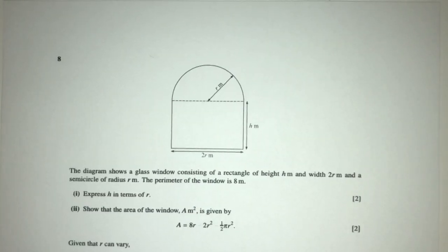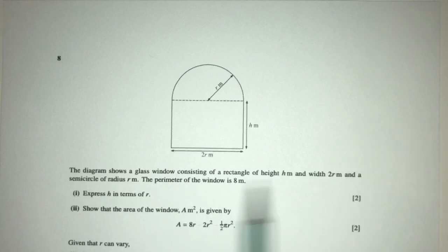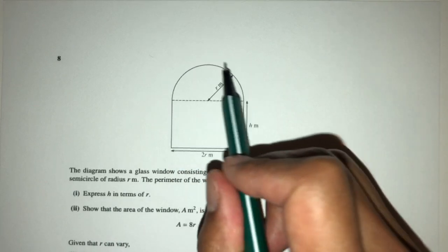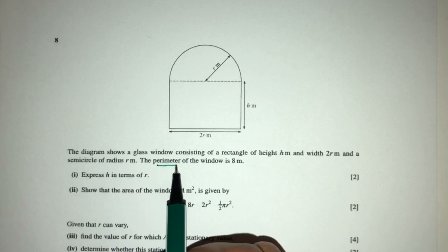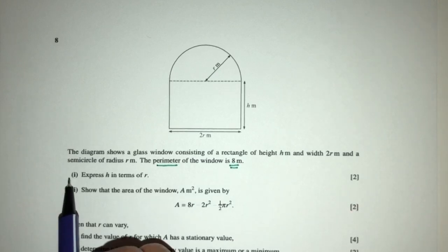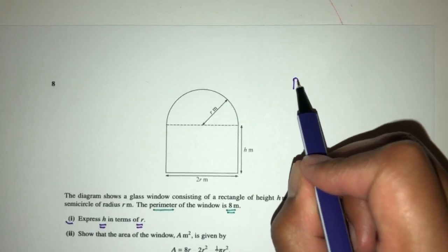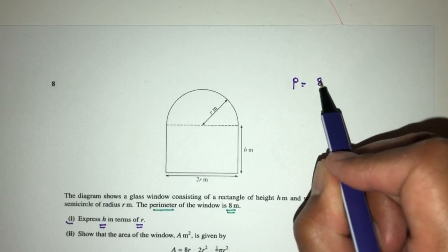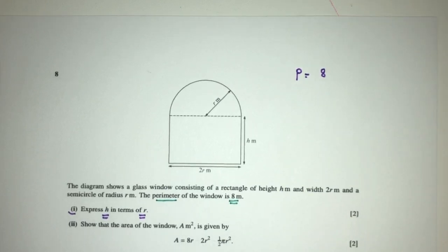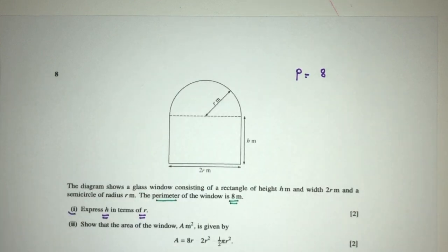Now in this question, the diagram shows a glass window consisting of a rectangle of height h, okay, and the width of 2r right here, okay, great, and a radius of r for this semicircle. Now, the perimeter of the window is this. Okay, great. So this is something given to you. You have to use this somewhere, somehow. Part 1, express h in terms of r. So, first thing first, we know that the value of P, the perimeter is 8. So how would you find the perimeter of this shape? By definition, the perimeter is the distance around the object. So let's see, how can we find this? We begin here.